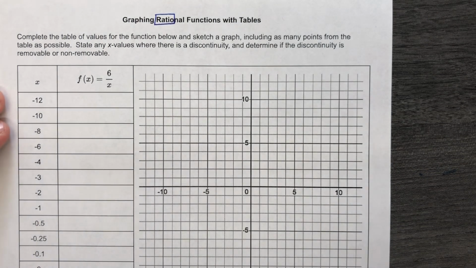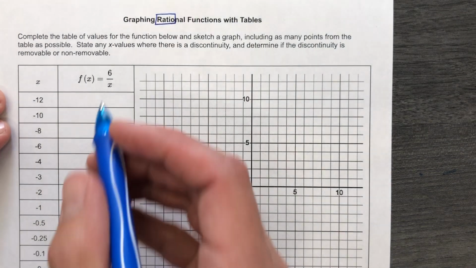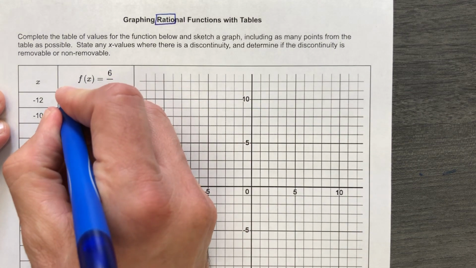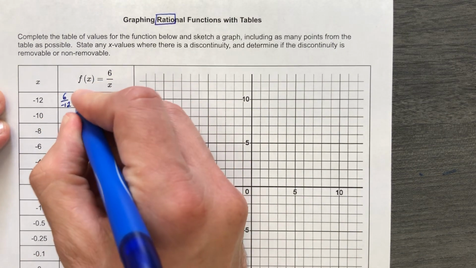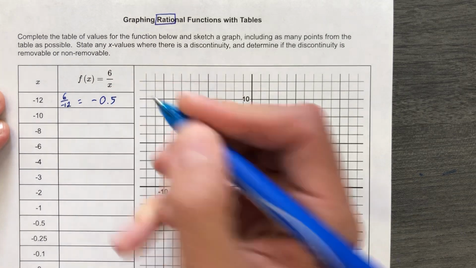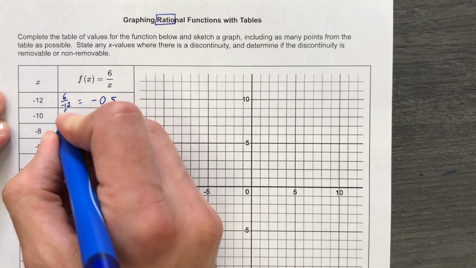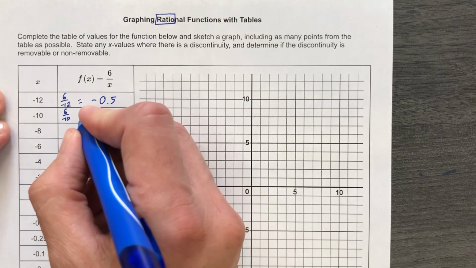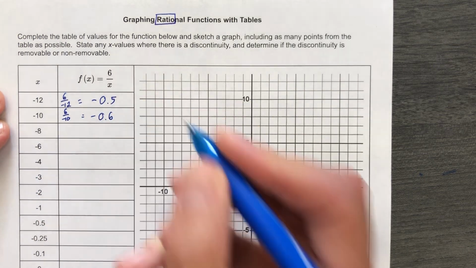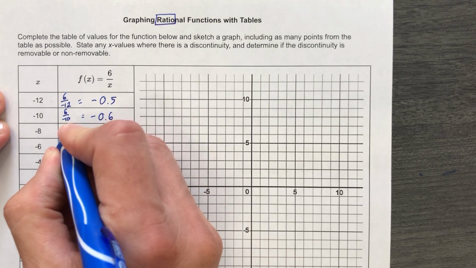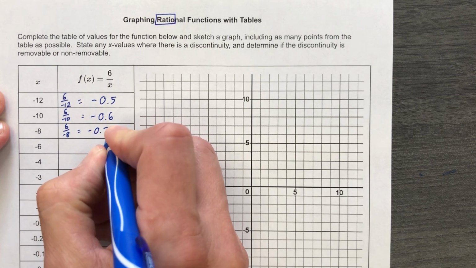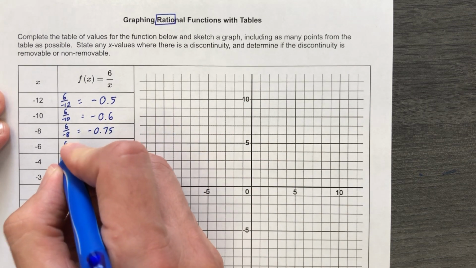Let's just figure some things out. A lot of this is going to be common sense at first. 6 over any x value I give you. So 6 divided by negative 12, well, that is negative 1/2. Okay? 6 divided by negative 10. Well, 6 over 10 is 6/10, so negative 0.6. And then 6 over negative 8 is negative 3/4.